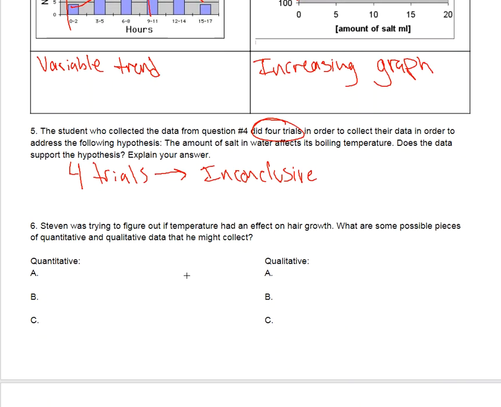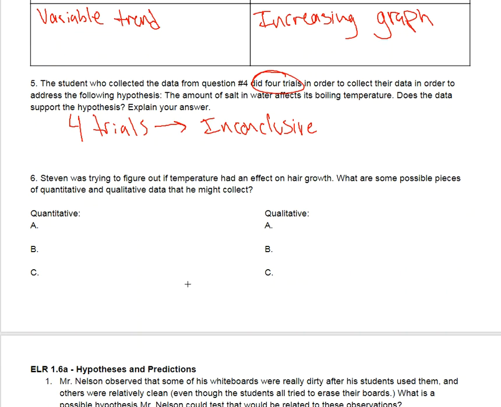Number 6. Stephen was trying to figure out if temperature had an effect on hair growth. What are some possible pieces of quantitative and qualitative data that he might collect? So let's start on quantitative. I'm looking at amount of hair, so like numbers of hair. We could do length of hair. Basically anything that could be counted.